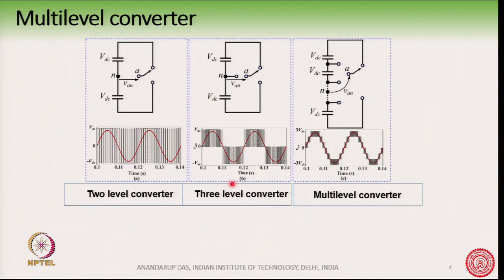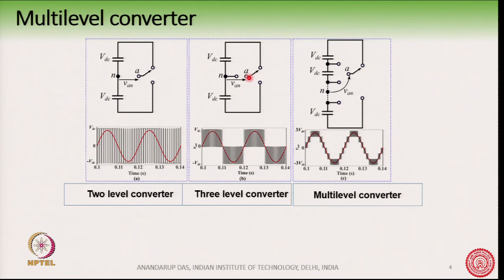Now, let us see a different converter, which is called a 3-level converter, where this switch can be put here, here, or here. So, we can get 3 levels of voltage, whereas earlier in the 2-level converter we were getting 2 levels of voltage.